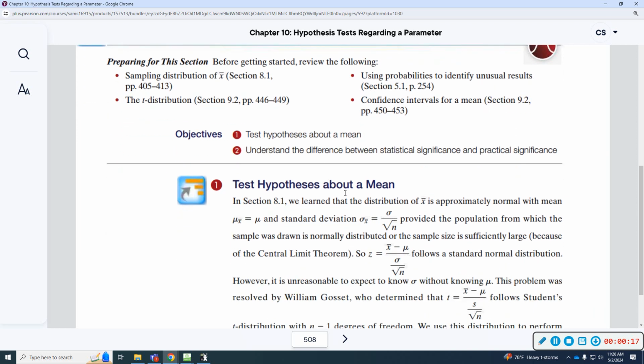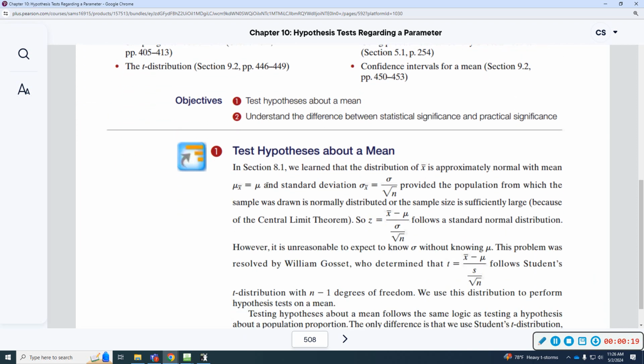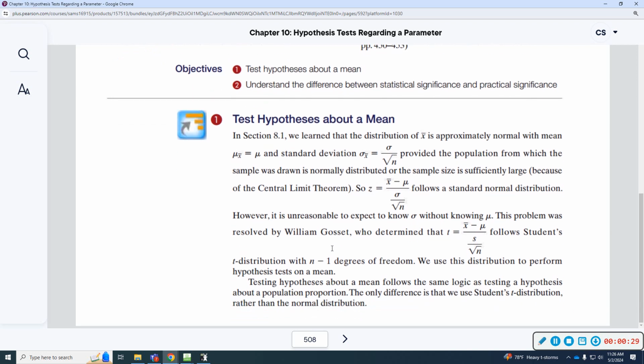So, hypothesis test about a mean. We learned about the sample mean distribution in 8.1, and they're showing you how to compute a z-score, and when we have the sample standard deviation, we use the t distribution with n minus 1 degrees of freedom.